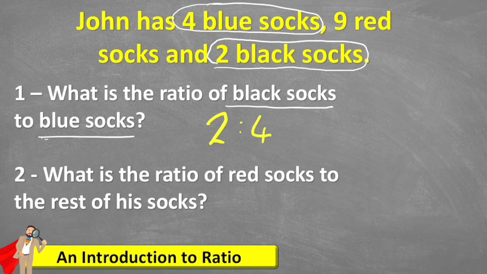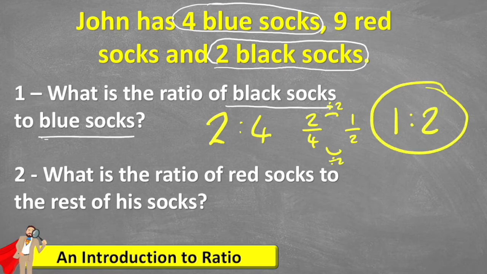Now what you might see is if we make this into our fraction, 2 to 4, you might see that this can actually be simplified. I can divide by 2, and I can divide by 2, and I'd get 1 over 2. So my ratio is actually 1 to 2.